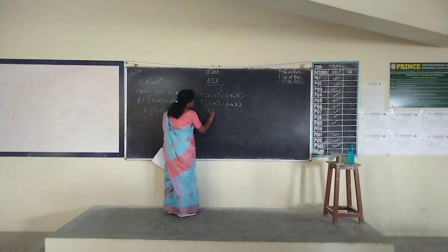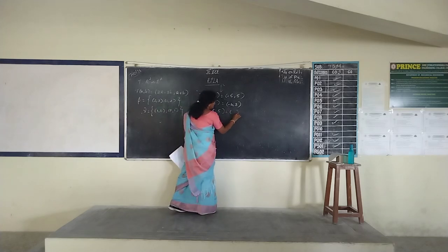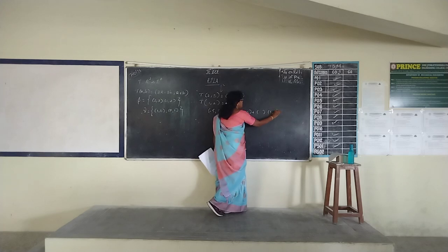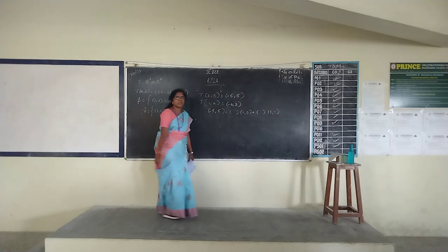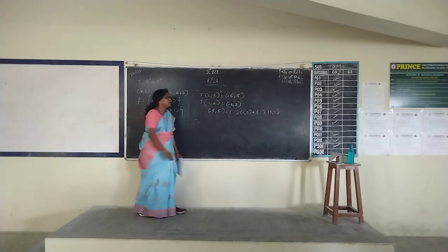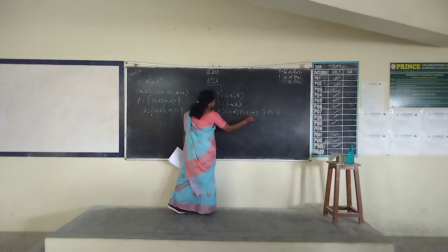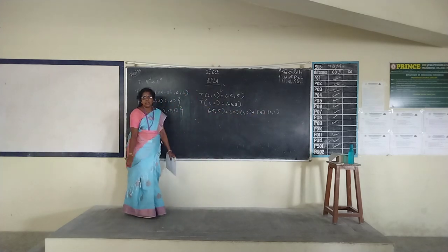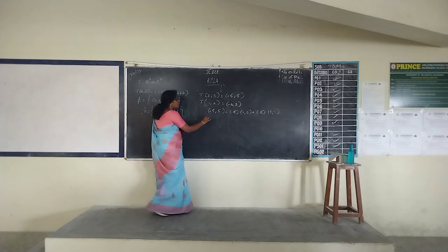So minus 5, comma 5. This should be written as a combination of 1, 0 and 0, 1. Tell me what your answers. Minus 5, 5. Okay. Similarly, write for minus 4, comma 3.